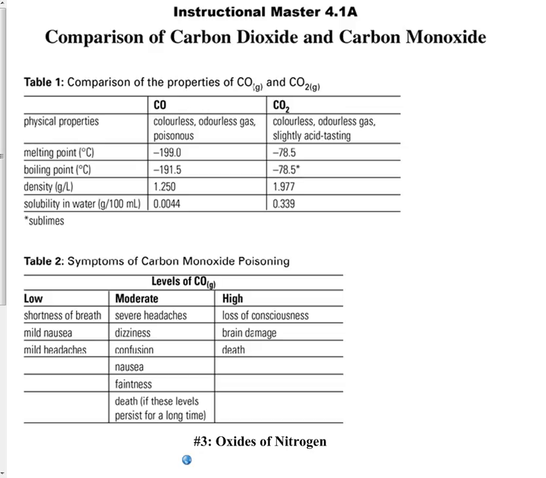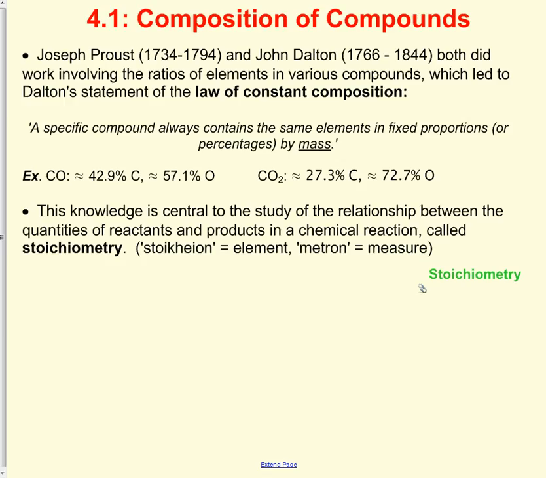We see this in the introduction to chapter 4, where the compounds water and hydrogen peroxide are compared, and clearly their properties are quite different, even though they both contain hydrogen and oxygen. So in this section, we're going back historically to two scientists who did work on chemical reactions, and Joseph Proust and John Dalton both came up with similar conclusions.